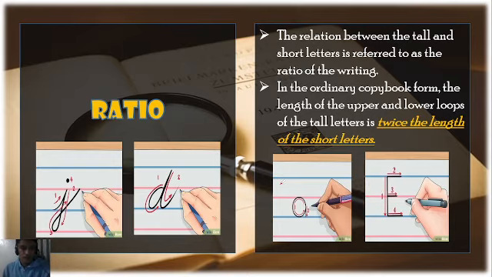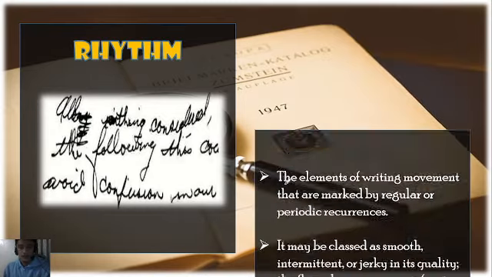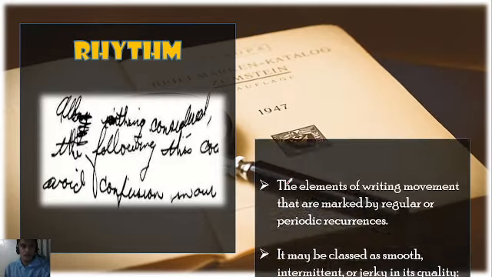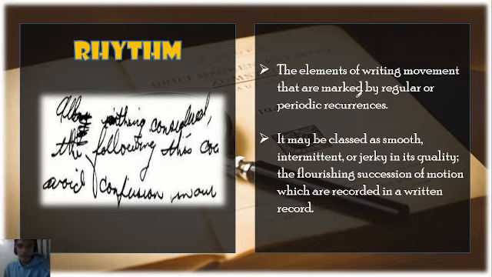We are going to look at the shortness and the tallness, or if that is a tall or short letter. And we have here rhythm. Rhythm: the elements of writing movement that are marked by regular or periodic recurrences. It may be classed as smooth or intermittent, or jerky, and the quality. So we are referring also to the quality, but we are not referring to just the line quality of the handwriting, but the overall characteristics or overall forms of the letters or overall forms of the handwriting.